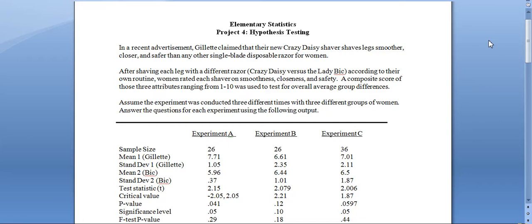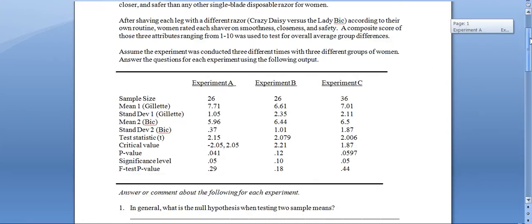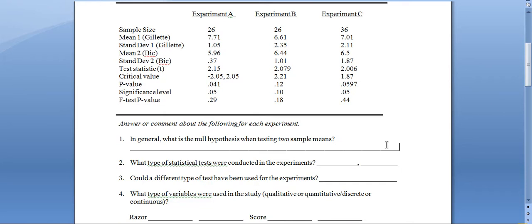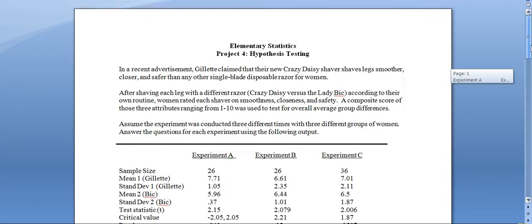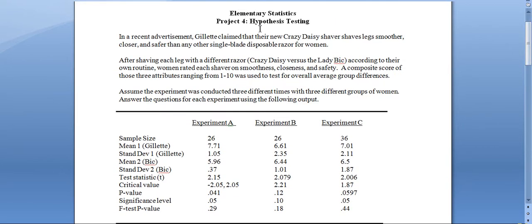I want to talk about Project 4 and see if I can help guide you to some of these answers while I'm actually answering the questions for you. But this is the results of 3 experiments, experiment A, B, and C, you can see here listed. And they were comparing 2 different shavers. So these are women's shavers.